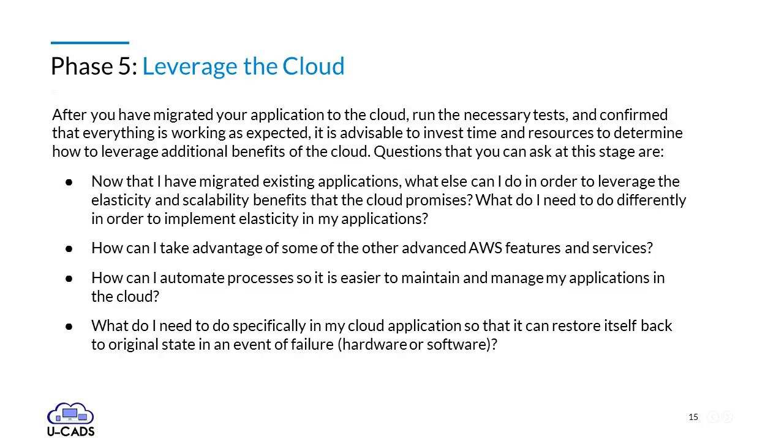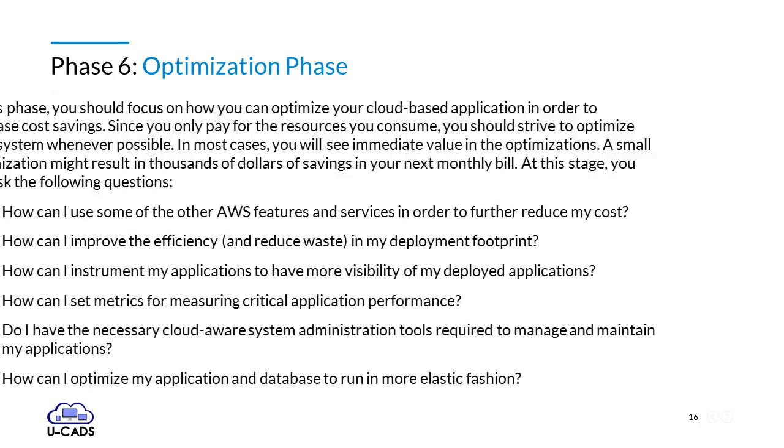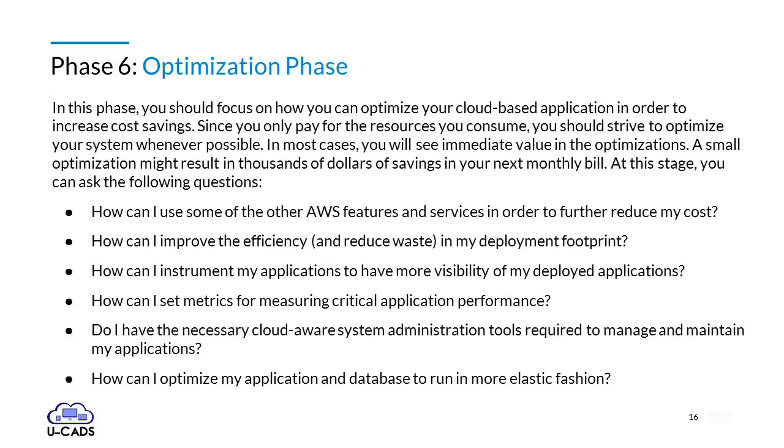Phase 6. Optimization phase. In this phase, you should focus on how you can optimize your cloud-based application in order to increase cost savings. Since you only pay for the resources you consume, you should strive to optimize your system whenever possible. In most cases, you will see immediate value in the optimizations. A small optimization might result in thousands of dollars of savings in your next monthly bill. At this stage, you can ask the following questions.